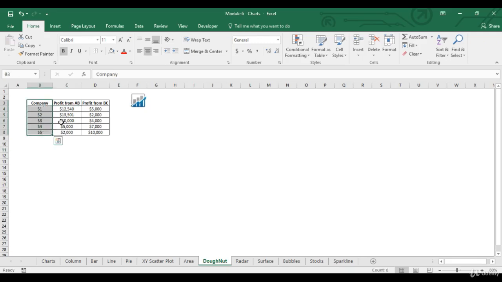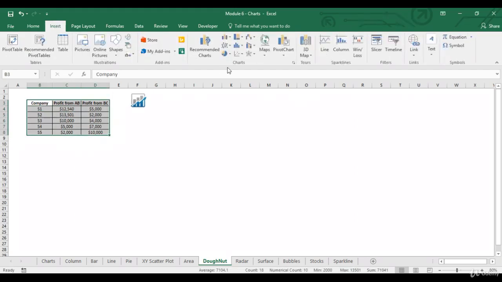So over here I've got 5 companies and all of these companies have two products, product A, B and product B, C. I've got their corresponding profits also. I just want to plot the profits for each of them in a donut chart. So let's start with that.